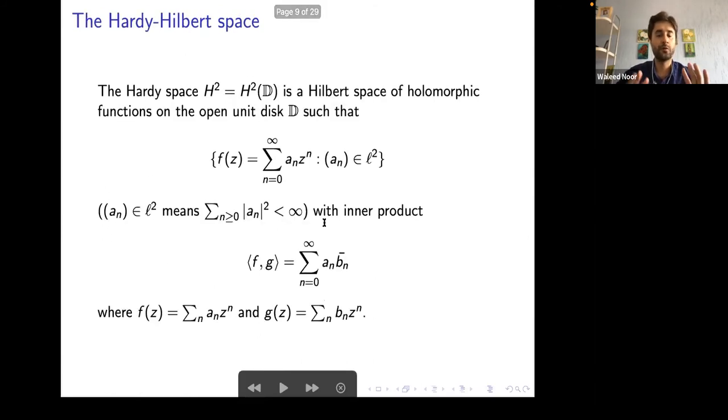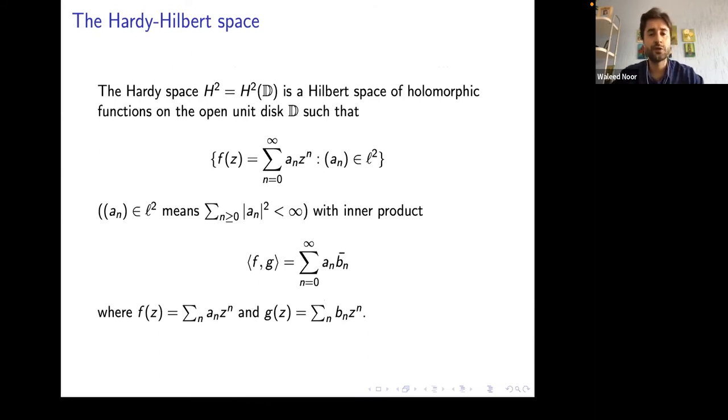So now I'm going to start describing my idea of trying to use this reformulation and moving it to the Hardy space, of course. So the Hardy Hilbert space, which I'll introduce now. The Hardy space H2 is a Hilbert space of holomorphic functions on the open unit disk, basically consisting of power series whose coefficients are L2 sequences. So it naturally inherits an inner product as follows. Okay, so it's basically a copy of the L2 space.